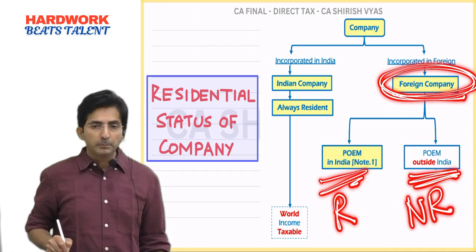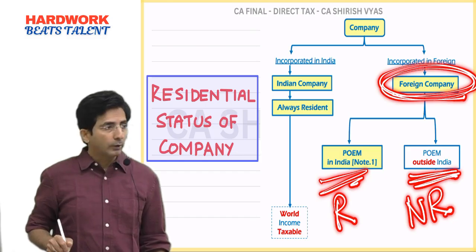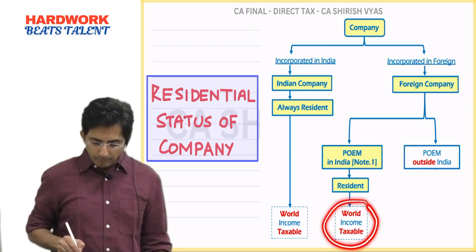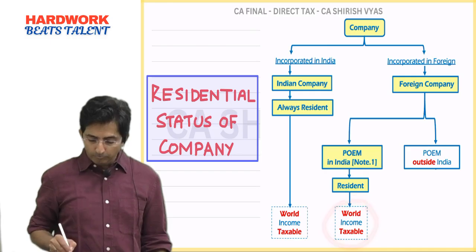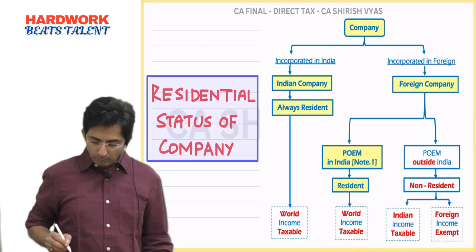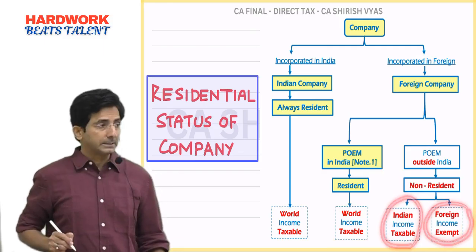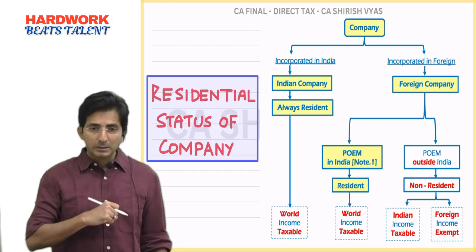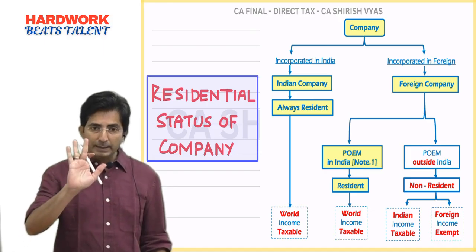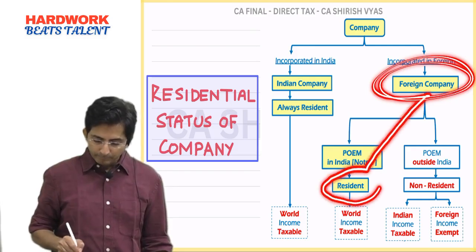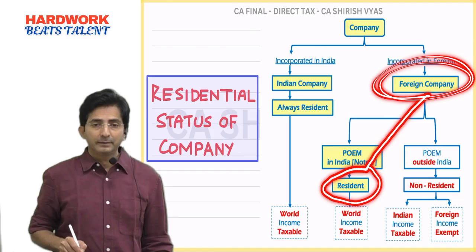And what difference does it make if you are NR or if you are R? If you are R, world income will become taxable. And if you are NR, only Indian income will be taxable, foreign income will be exempt. So I hope this chart is clear. This gives you one clarity for sure, that foreign companies can also become resident. This is a new development.